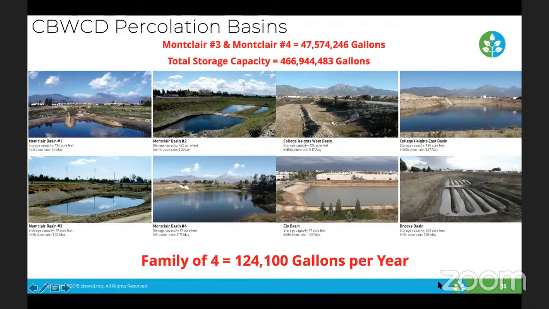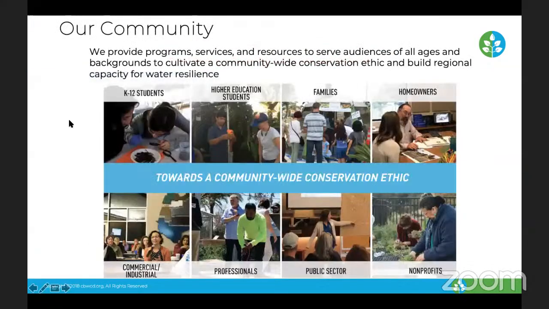So a little bit of context, a family of 4 needs about 124,000 gallons per year. So you can see these large pits being at capacity and percolating down into the groundwater really does benefit our local area. And again, we work with our community, K through 12, higher education, and workshops like what we're doing here.